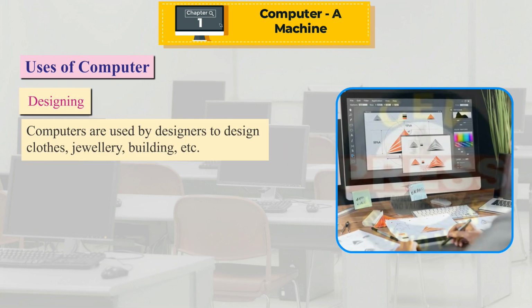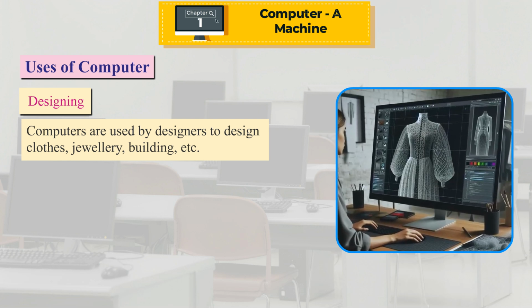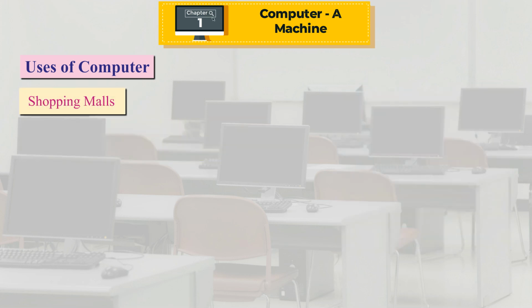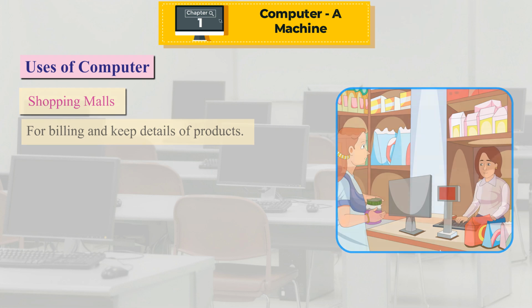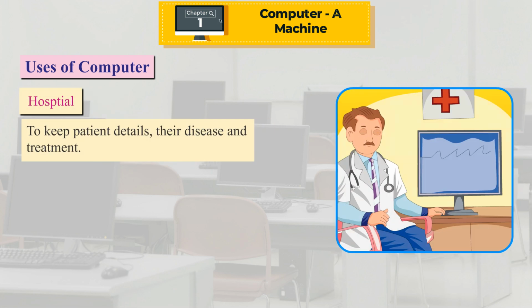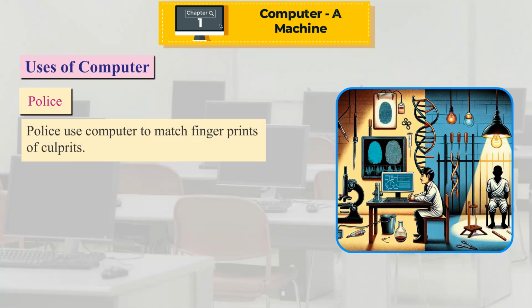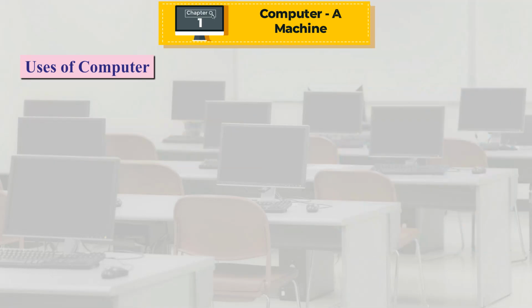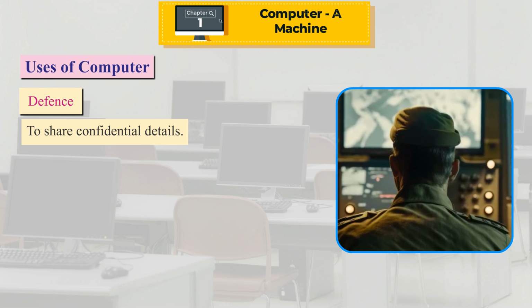Designing: computers are used by designers to design clothes, jewelry, buildings, etc. Shopping malls: for billing and keeping details of products. Hospital: to keep patient details, their disease and treatment. Police: police use computers to match fingerprints of culprits. Defense: to share confidential details.